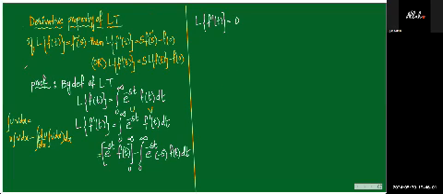हाँ, यहाँ पे मेंशन करेंगे पहले. Where f of 0 means f of 0, limit t tends to 0 f of t. ये इसका मीनिंग. ठीक है ना. अब कंटिन्यू करें एक बार.